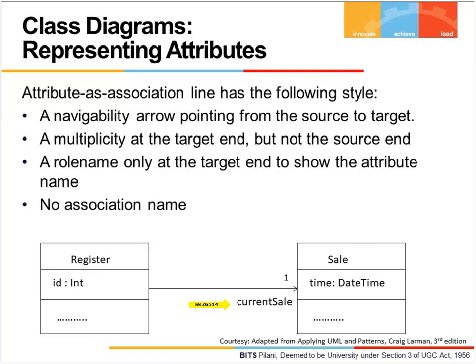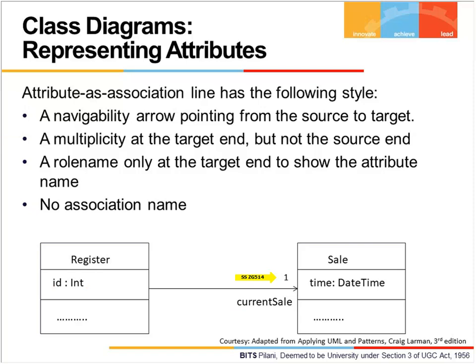Right, so I'll just read through the slide. My attribute as an association line has the following style: a navigability arrow pointing from the source to the target. My register class is the source and it has an object of the target class sale, which is called current sale within itself. There is a multiplicity at the end of the target but not at the source end.